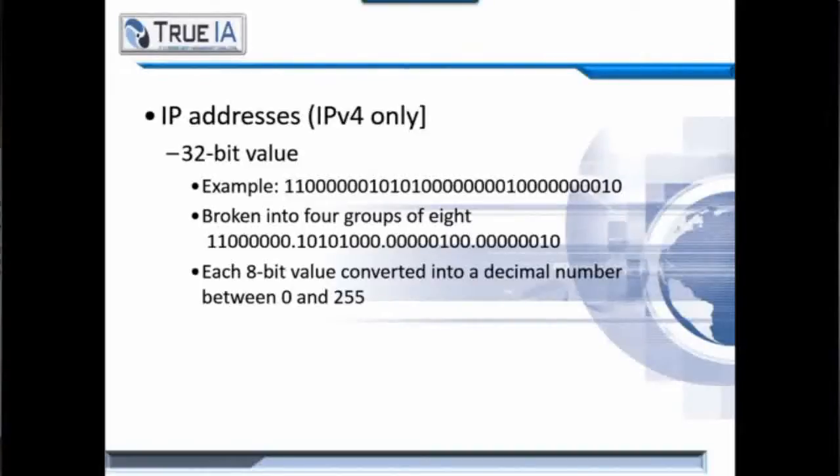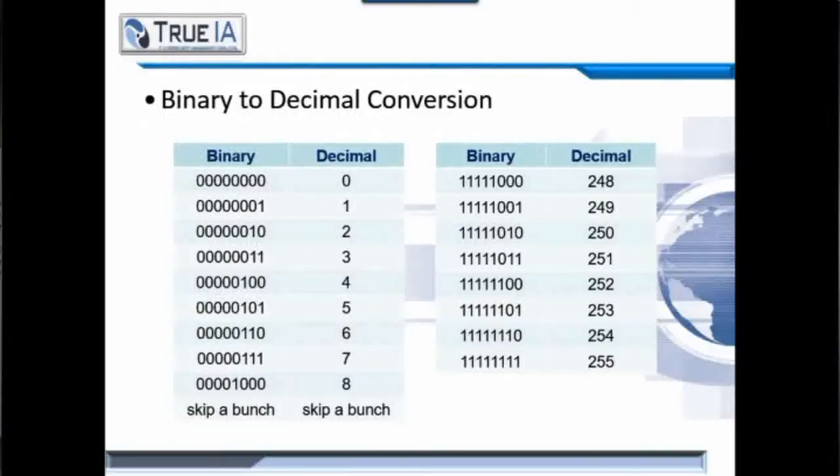With IPv4, there is a 32-bit value to each IP address. Each value is broken up into 4 groups of 8. Each 8-bit value converted into a decimal number, you get 0 through 255. The Network Plus certification expects you to know and understand the conversions between binary and decimal. Here's a chart to help you out.